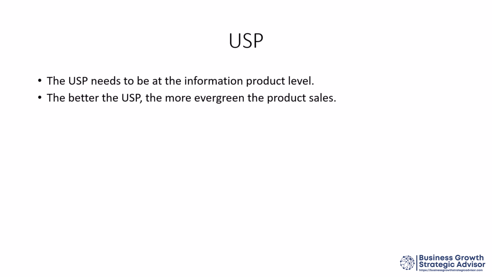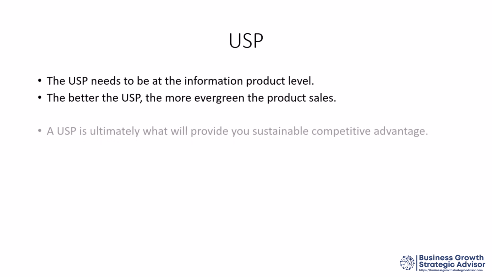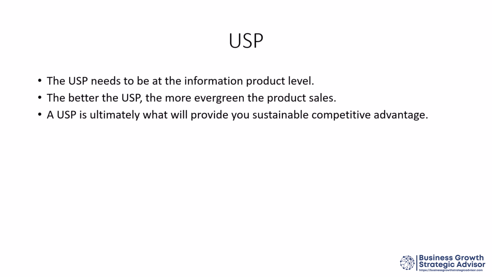If you're going to have a perennial seller, you're going to have something that's got just a fantastic USP so that people have to come back to it over and over again year after year. The better the USP, the more evergreen the product sale is going to be. A USP is ultimately what's going to provide you in your market, in your niche, a sustainable competitive advantage. And that is what you want. You don't want something that somebody's going to come in behind you and copy real fast and very easily.